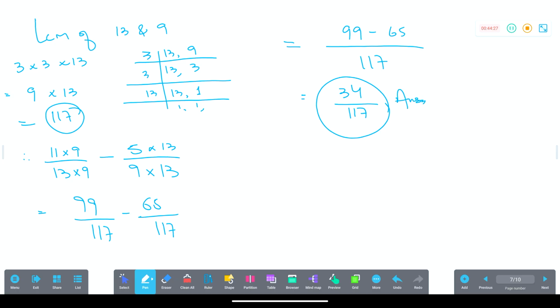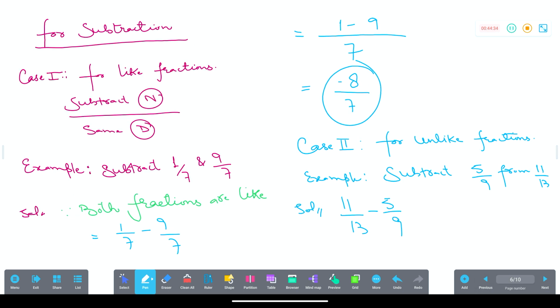So this is the second operation. How to deal with the second operation? Here it is for subtraction. First is for like fractions. You can write at the top here the same as addition. It is exactly like addition. For like fractions, subtract the numerators and divide by the same denominator. Keep on carrying this example and focus on the second example here. The second case was for unlike fractions: subtract 5 by 9 from 11 by 13.